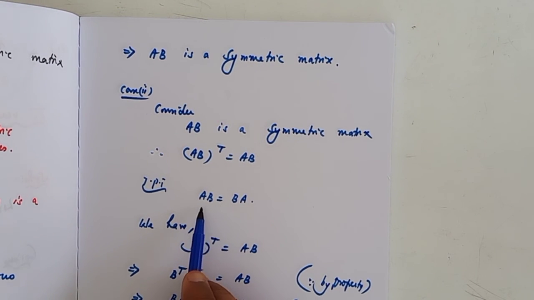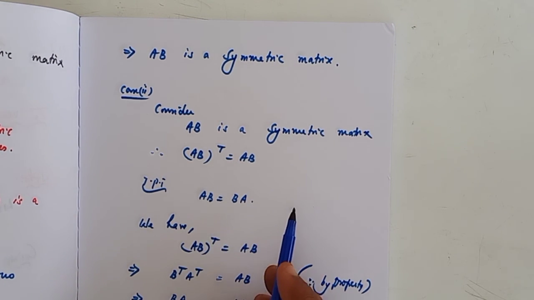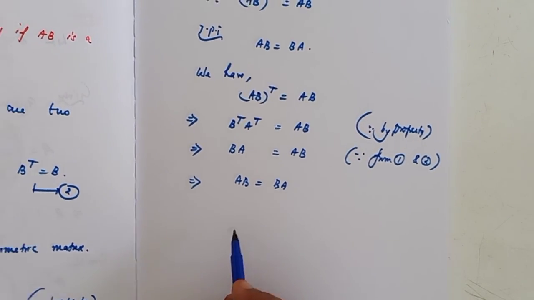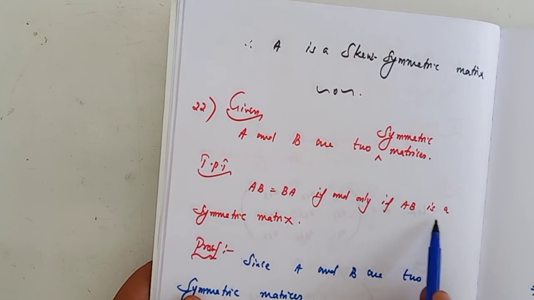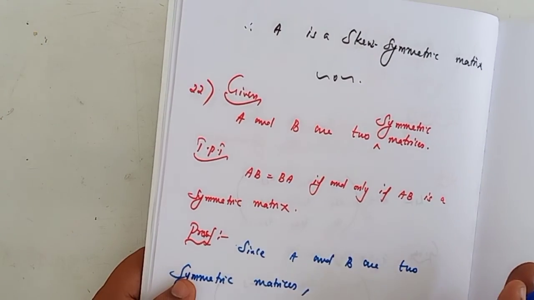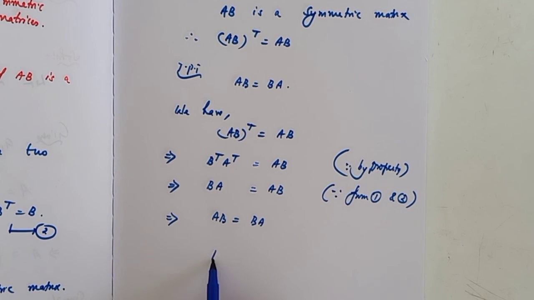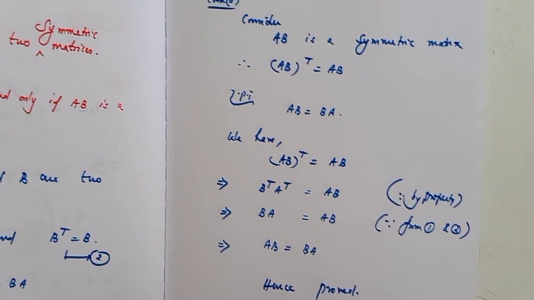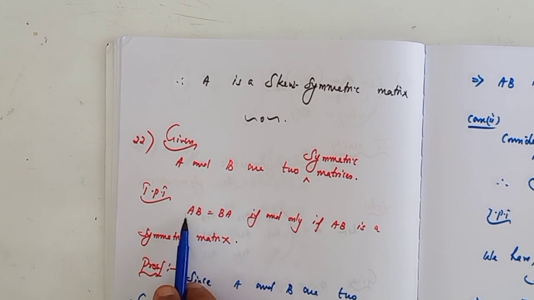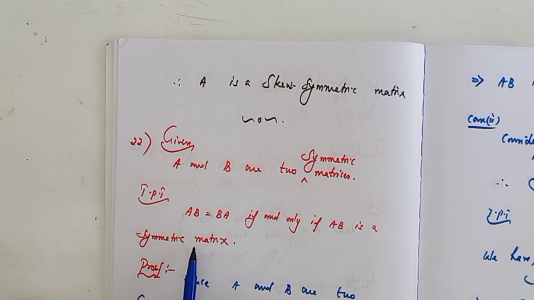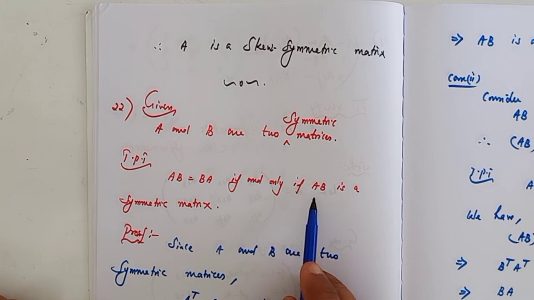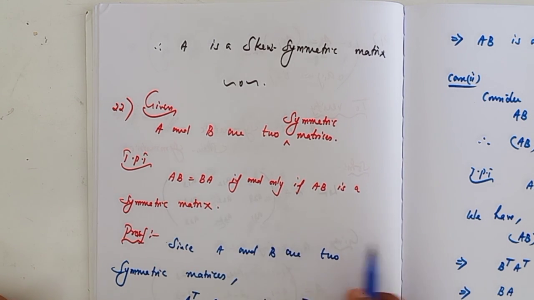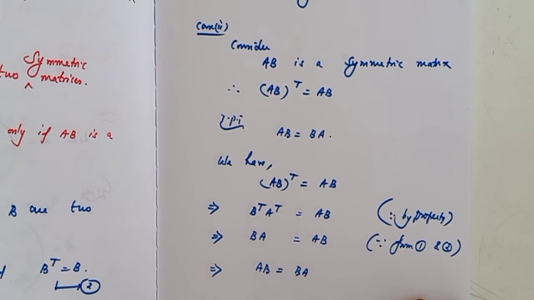In case number 2 we have to prove AB equals BA. So from case 1 and 2 finally we have proved AB equals BA if and only if AB is a symmetric matrix. Hence proved. Again I tell you, if and only if means by considering this condition we have to prove this result. In case number 2, by considering AB is a symmetric matrix, we have to prove AB equals BA. That is the meaning of if and only if. So we have proved the result.